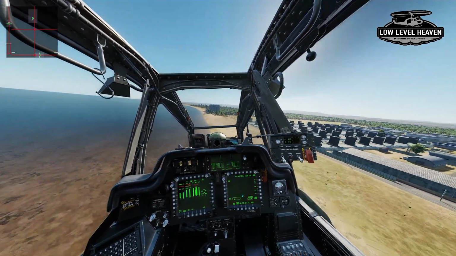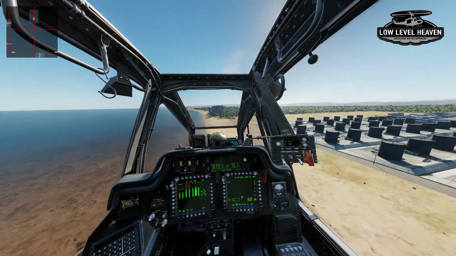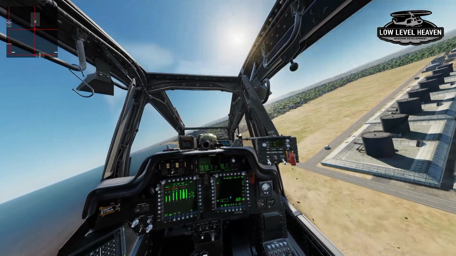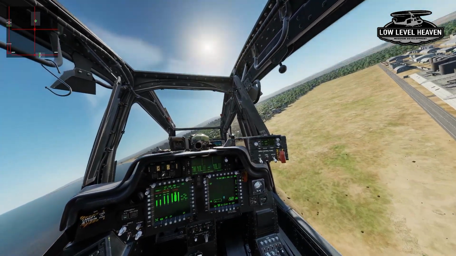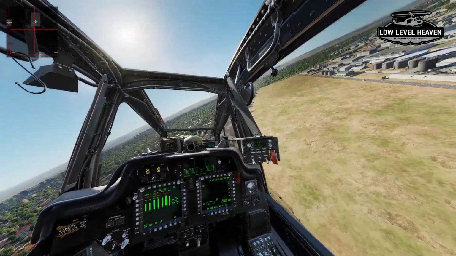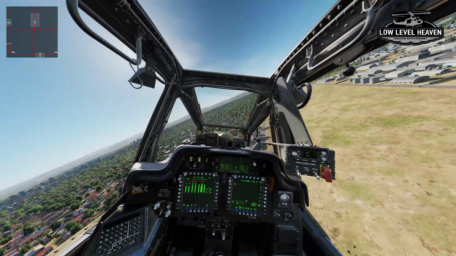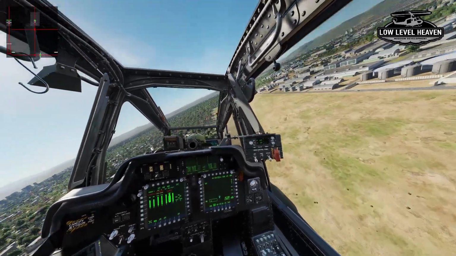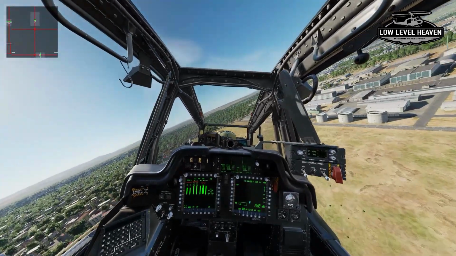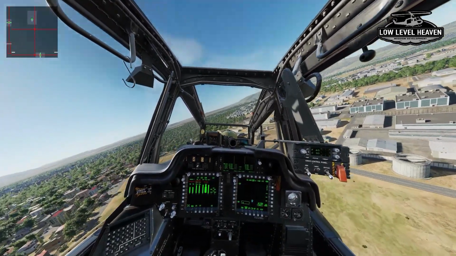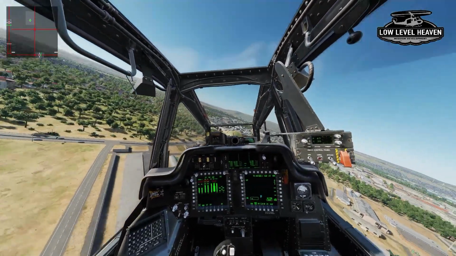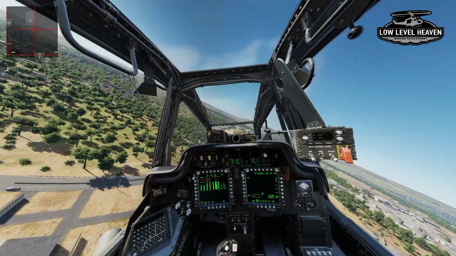Even in turns, we do not use the pedals. Just move the cyclic stick to the right for a right turn. You may assist in tight turns with the tail rotor, but usually during flight you do not need the tail rotor at all. Same thing to the left. Just move the cyclic stick nice and slow to the left, and the helicopter will fly by itself.